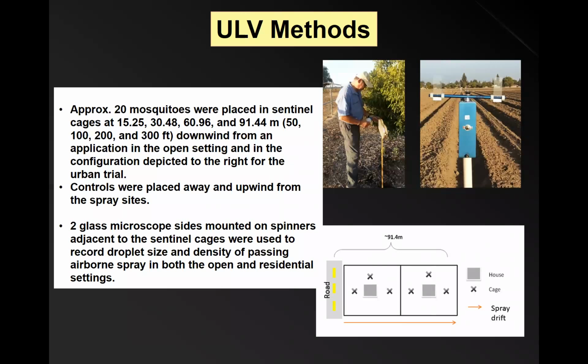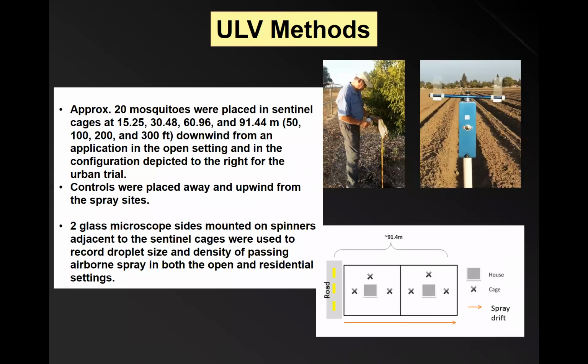And in some instances, we've also had access to what we call spinners, which is a little device that has these 2 slides on it, and this spins, and as it spins, it captures droplets of the formulation. So we can actually look at the slide under a microscope, count the number of drops, and measure the size of the drops to try and associate the amount of chemical to mortality that we see in the sample cages.